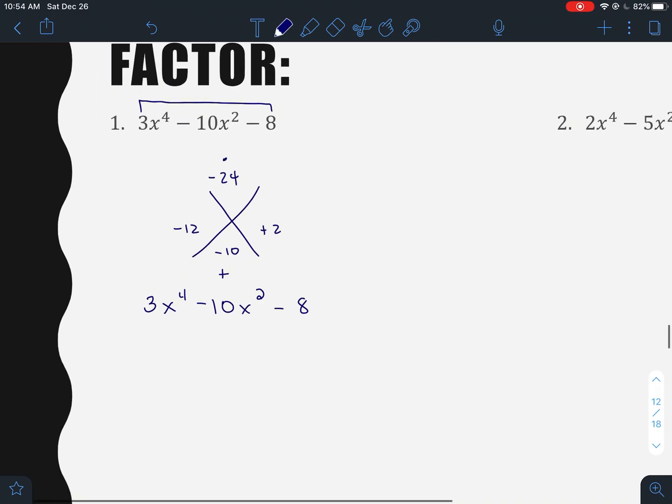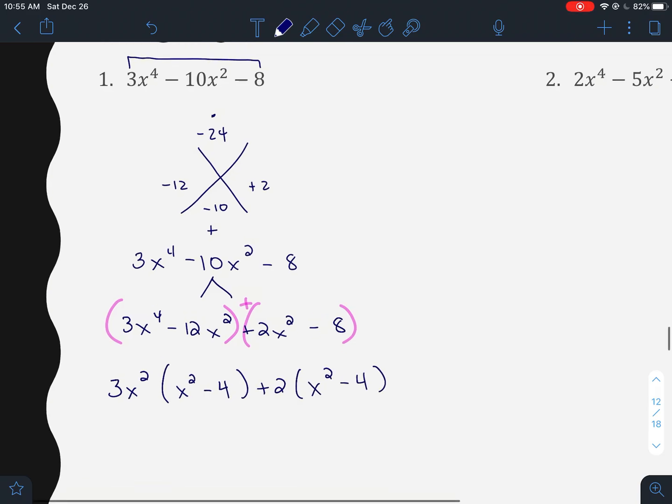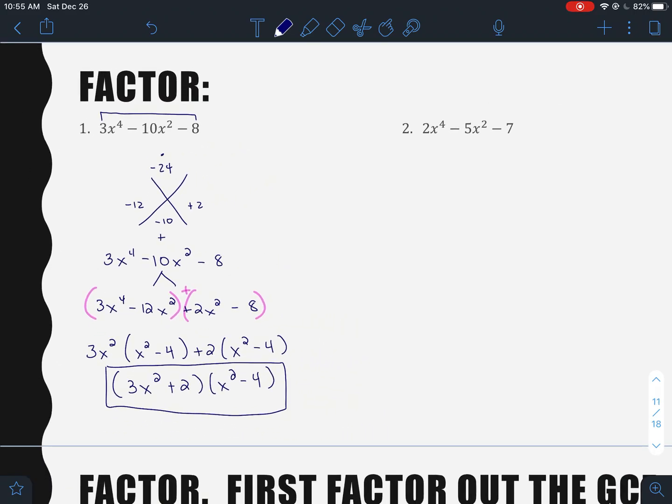So factoring by grouping, 3x to the fourth minus 10x squared minus 8. Break up the middle term. So we would have 3x to the fourth minus 12x squared plus 2x squared minus 8. And so group the first two, group the second two, plus sign in the middle. We can take out a 3x squared this time, and we'd be left with x squared minus 4. And we can take out a positive 2, and we'd be left with x squared minus 4. And so we would have 3x squared plus 2 times x squared minus 4.